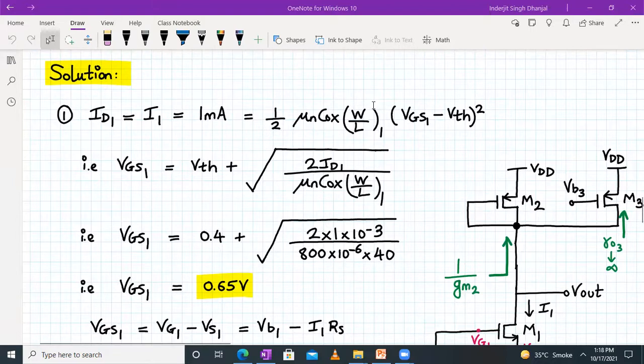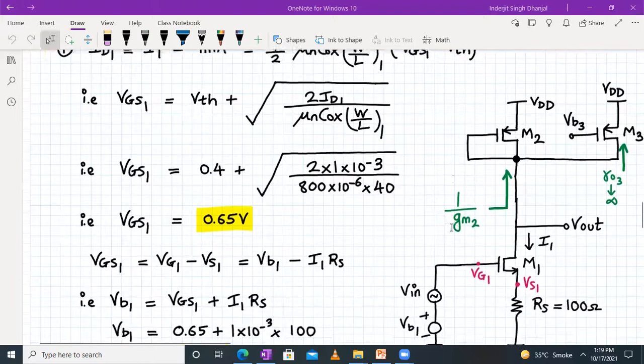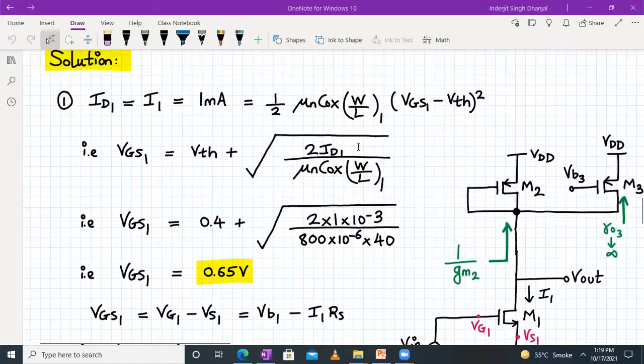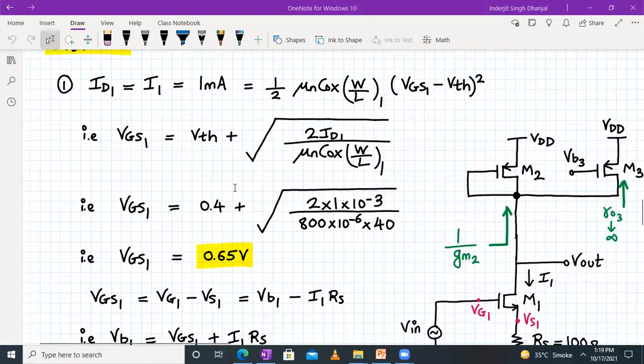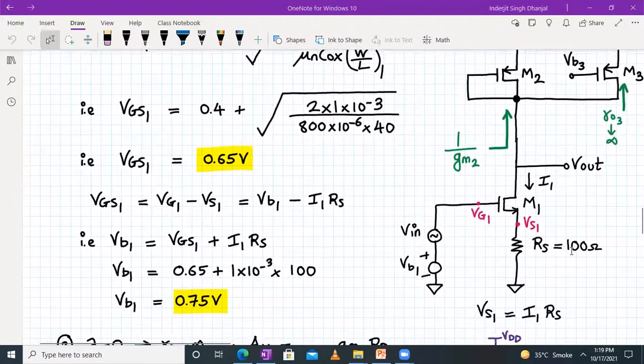Now we rearrange this equation in the form of VGS1. So VGS1 can be written as VTH plus square root of twice ID1 divided by mu n Cox W by L of 1. Now VTH value is 0.4, as this is an NMOS transistor. ID value is 1 milliampere, mu n Cox is 800 micro, W by L of 1 is 40. So we got the value of VGS1 as 0.65. Correct? That's point number 1.